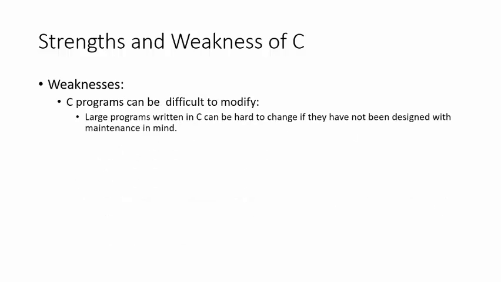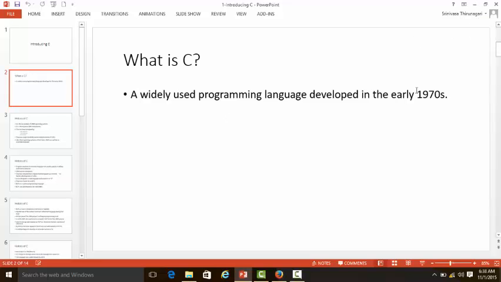This is a weakness. Another disadvantage is that C programs are very difficult to modify. Large programs written in C can be hard to change if they have not been designed with maintenance in mind. Most of the old programs were written without that in mind, and it is very difficult to maintain those programs. That is the weakness of the C language. Very difficult to modify. And this ends the program.